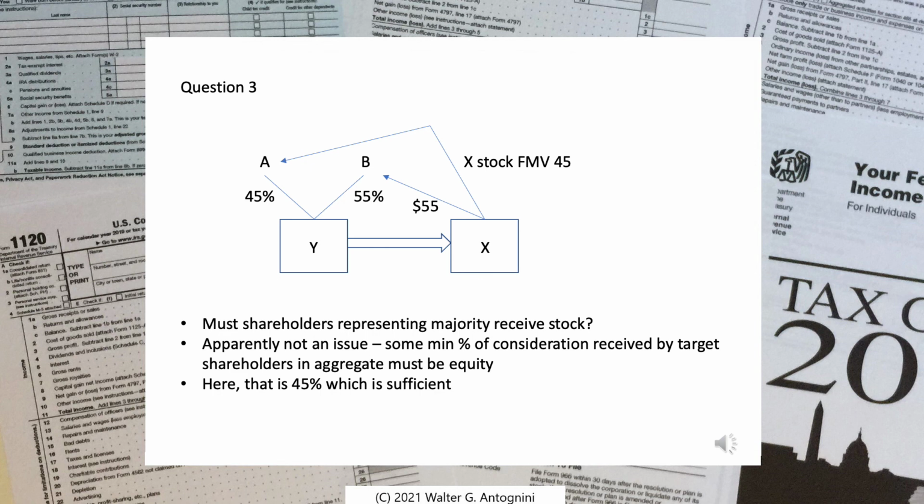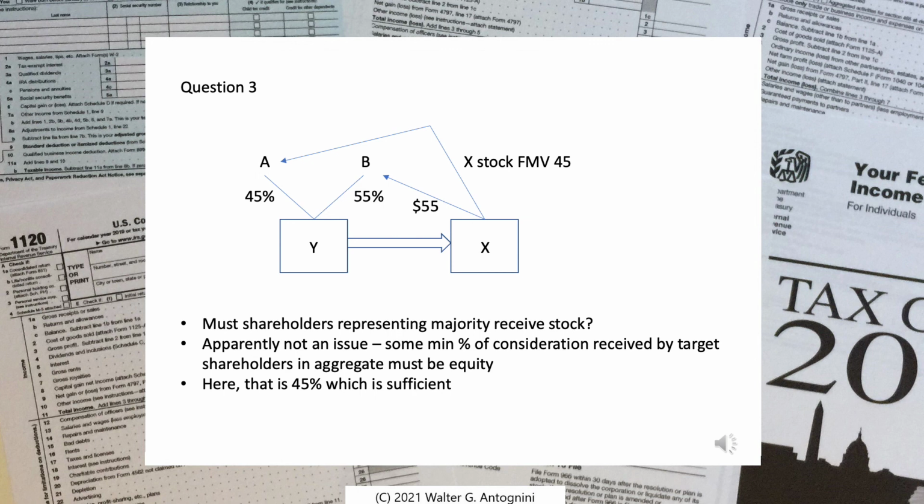Question 3, as again illustrated in the diagram on the slide: A is a 45% shareholder of Y, while B is a 55% shareholder. Pursuant to a merger of Y into X, A receives shares of X common worth 45, while B receives cash of 55. The basic issue in this example is this: is it enough for the target shareholders to receive, in the aggregate, some minimum percentage of their consideration in the form of stock, or is there a further requirement that some minimum number of historic shareholders receive stock? What one will notice in example 3 is that the majority shareholder received nothing but cash. Is this going to present a problem?